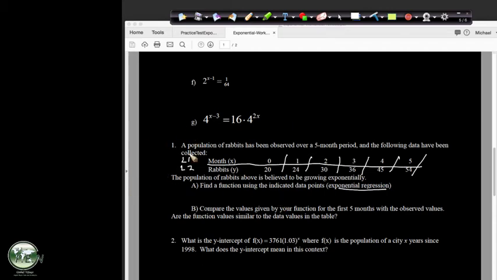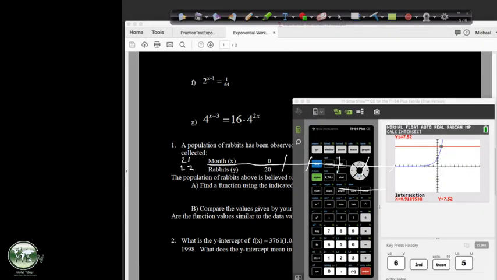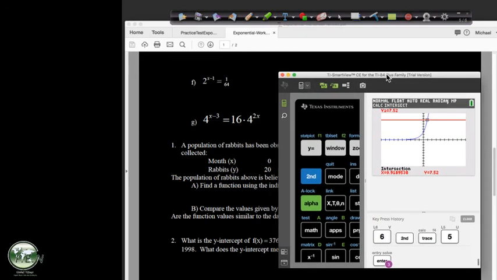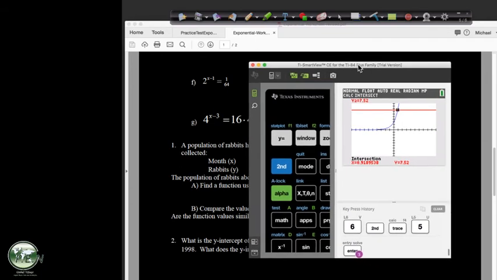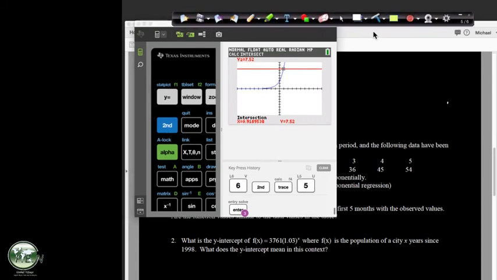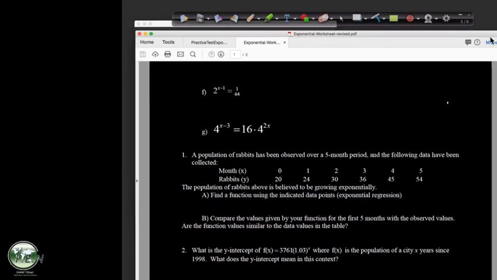Okay, so let's see, where's my calculator? What happened to my calculator? What I'll do is I'll read off the numbers. I'll put it on my screen.